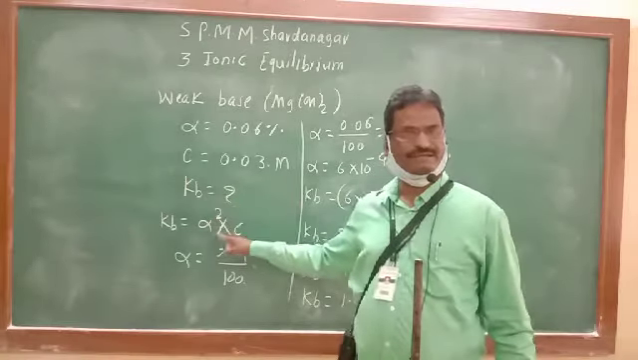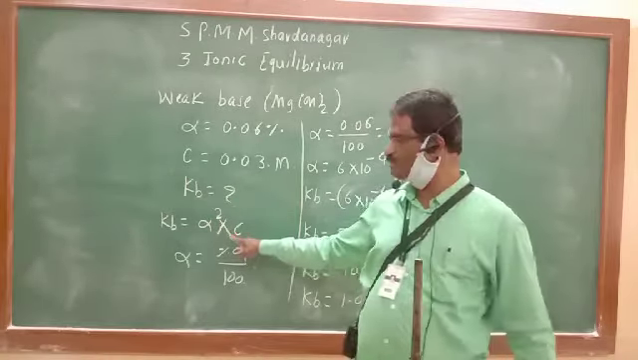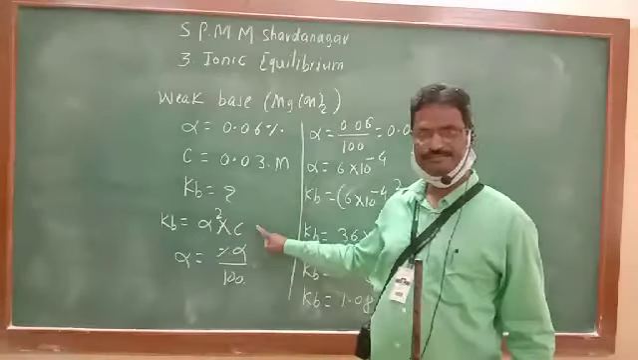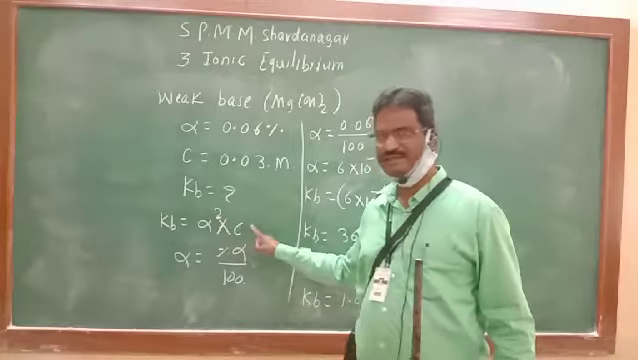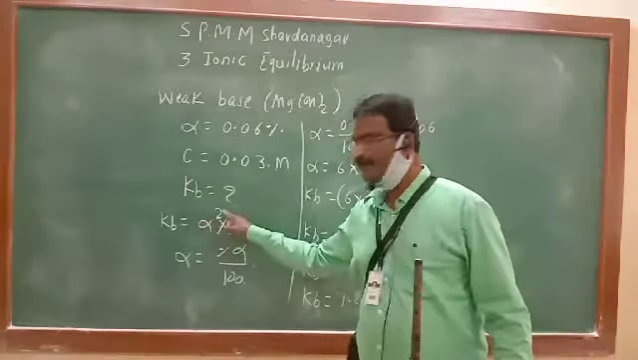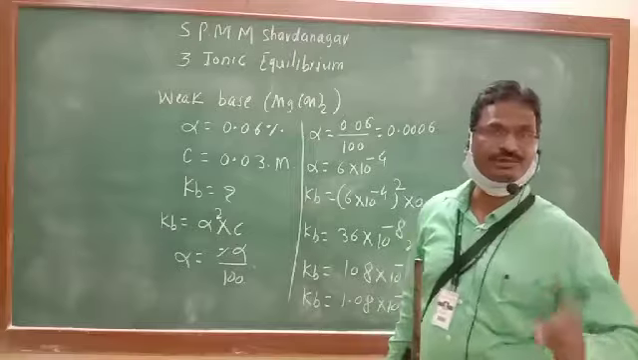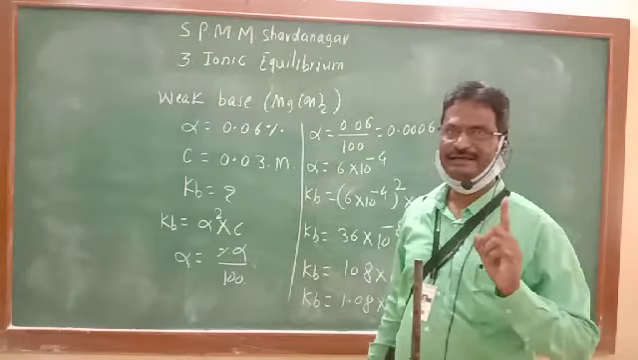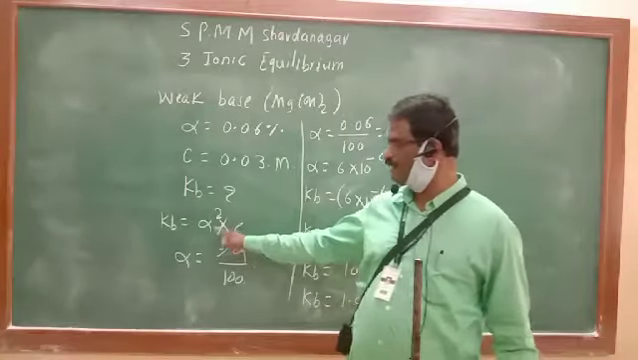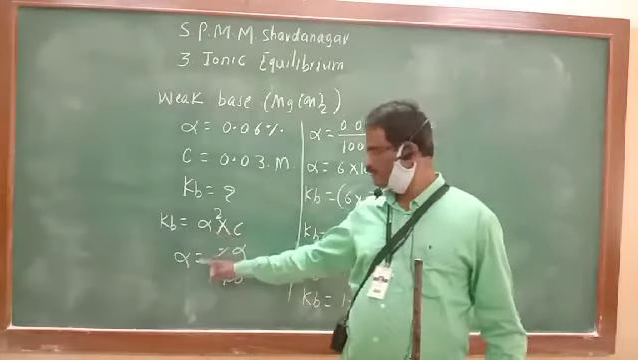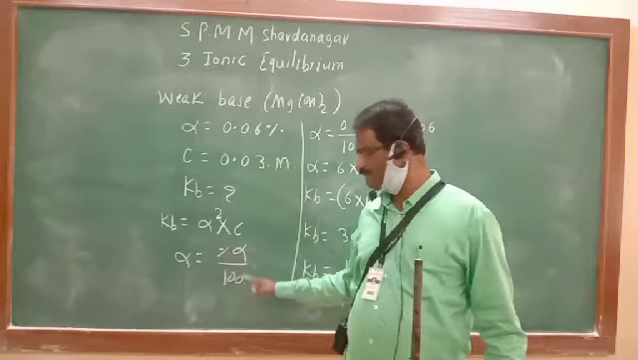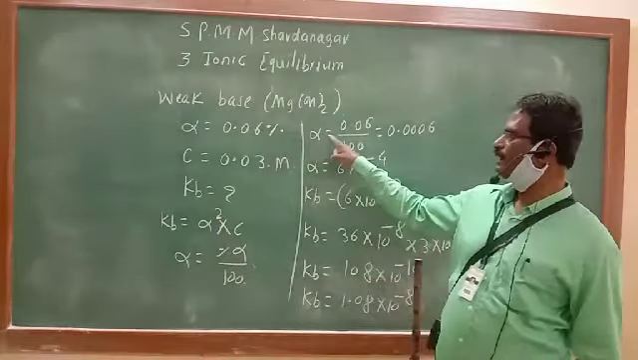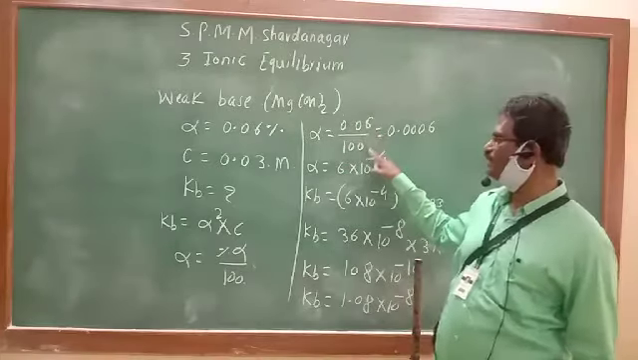The dissociation constant of a base, according to Ostwald's dilution law, has this equation: Kb is equal to alpha square C, where alpha is the degree of dissociation. It is not a percent degree. It is simply the degree of dissociation alpha. So alpha will be equal to percent alpha divided by 100. Percent alpha is given, so alpha is equal to 0.06 upon 100.